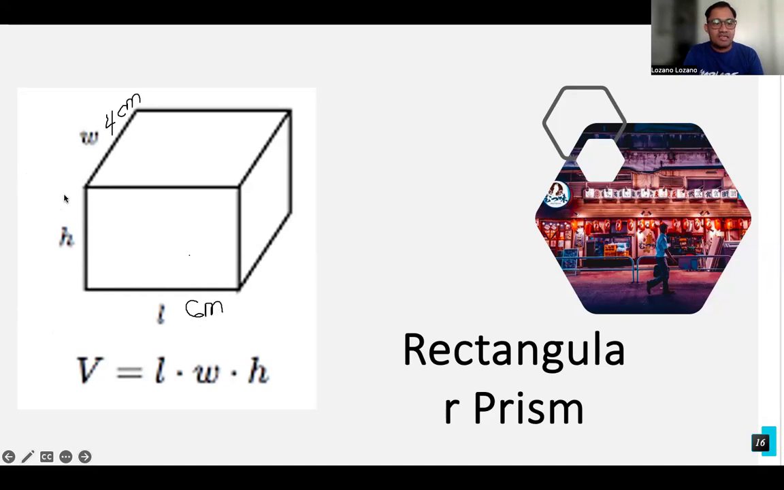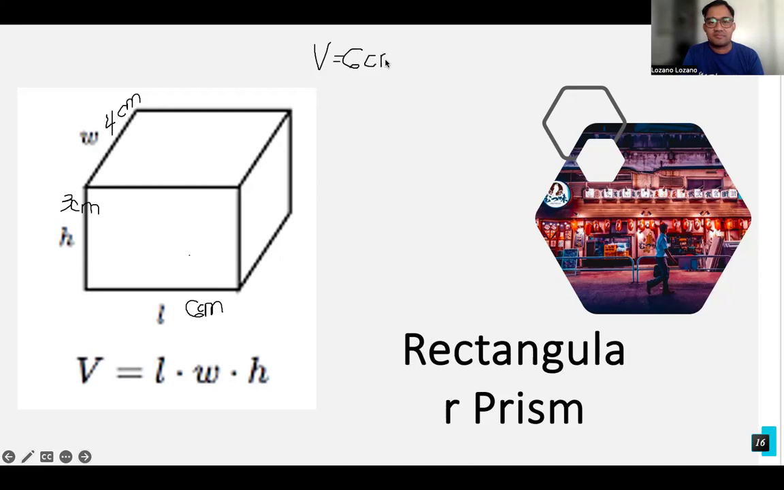And our height is 3 centimeters. Okay, madali lang yan. So it means our volume, again, ang formula ng volume natin for rectangular prism is length times width times height. Okay, so ano daw yung length natin? What is the measurement of our length? That is 6 centimeters.